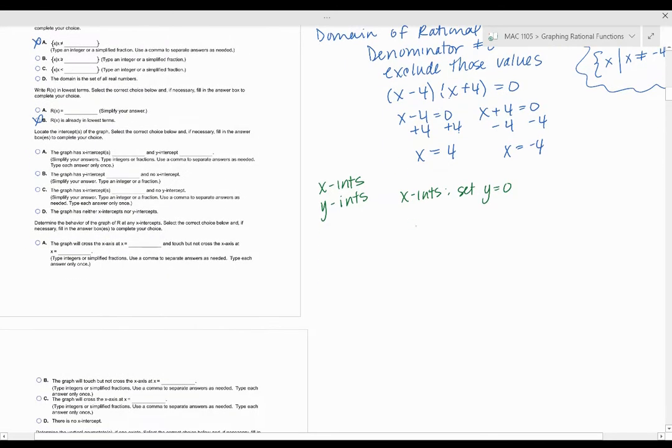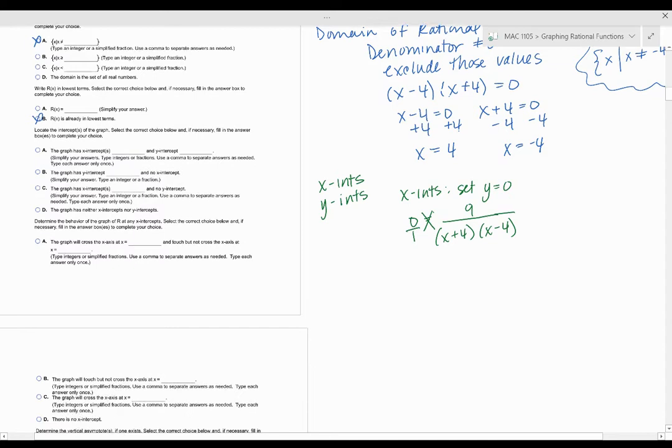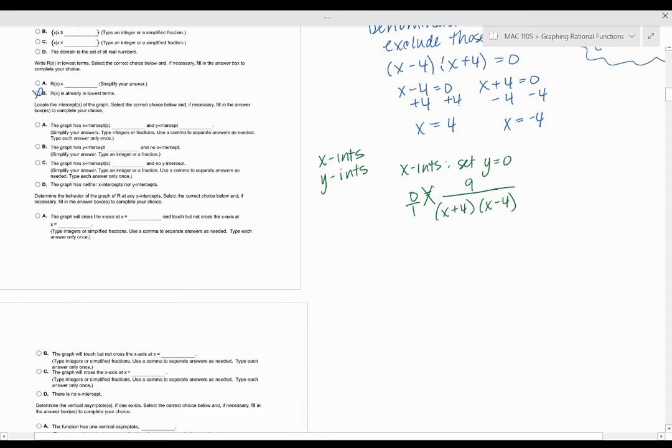So we're going to have 0 equals 9 over x plus 4, x minus 4. I can turn this into a proportion and solve, so I'm going to cross multiply. I'm going to have 0 times the denominator, which is 0, and 1 times 9, which is 9. Now 0 does not equal 9. That's a contradiction. It's not true. So that tells me that I have no x-intercepts.